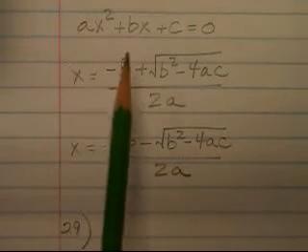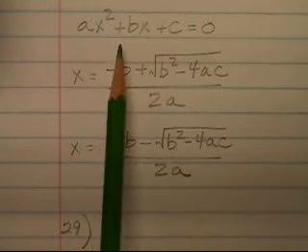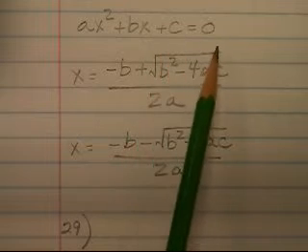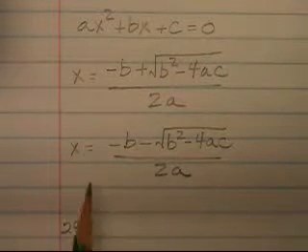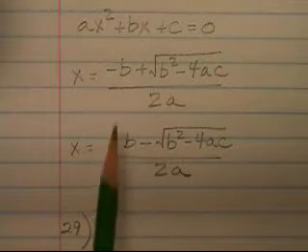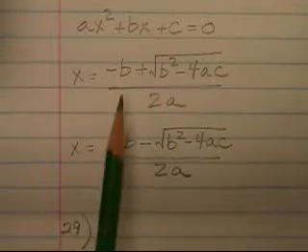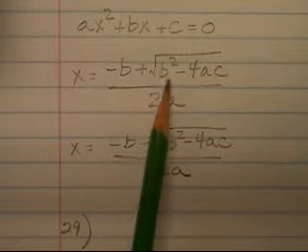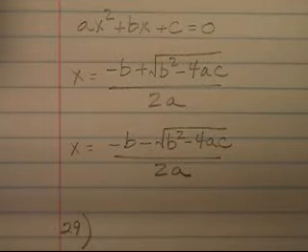Given the general quadratic equation ax squared plus bx plus c equals 0, the quadratic formula will tell us that the two solutions can be expressed as follows: the opposite of b plus or minus the square root of b squared minus 4ac, all over 2a.